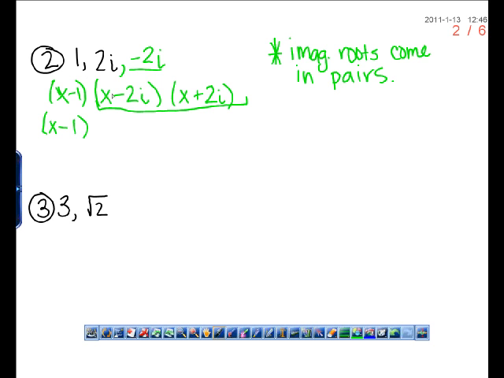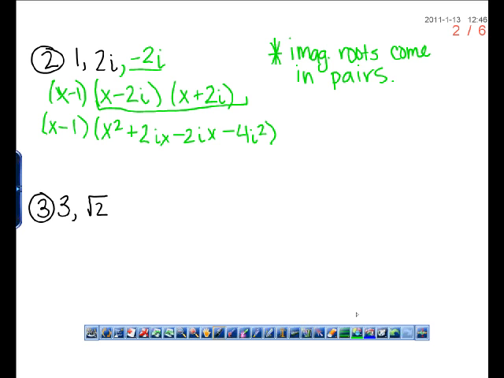All right, so x times x, x squared. x times 2i, 2ix, or 2xi, whichever way you want to write it. No, it would be 2ix, sorry. Negative 2i times x. Negative 2ix. Negative 2i times positive 2i. Very good. Negative 4i squared.